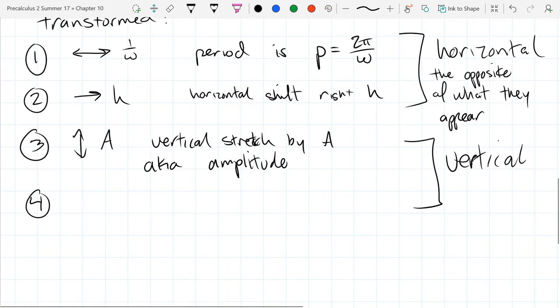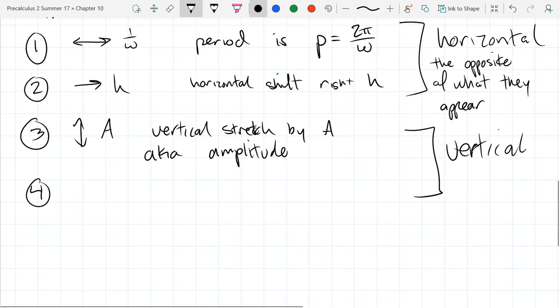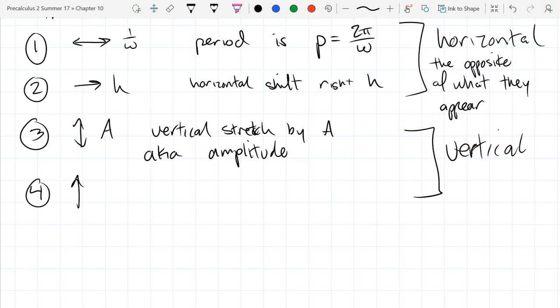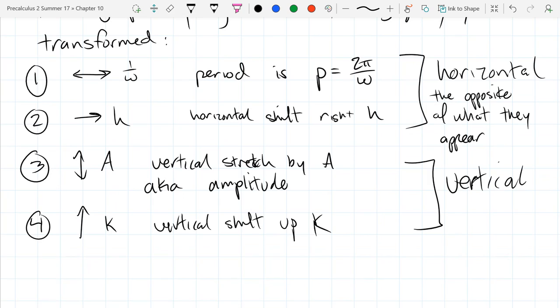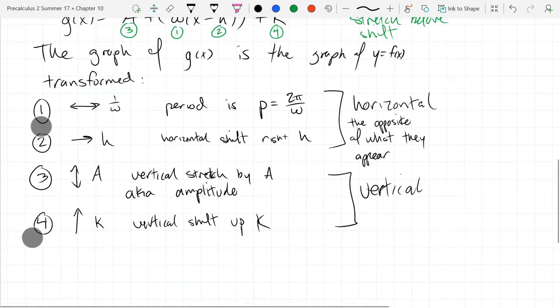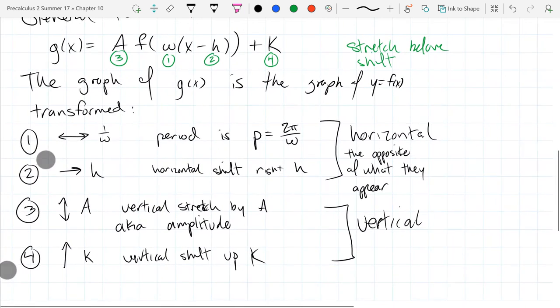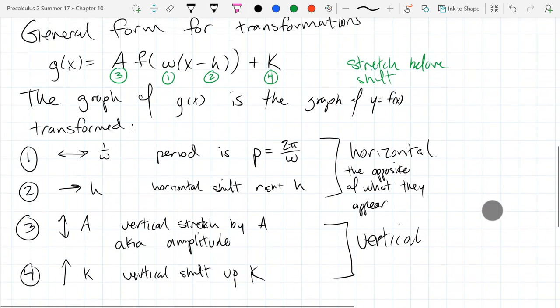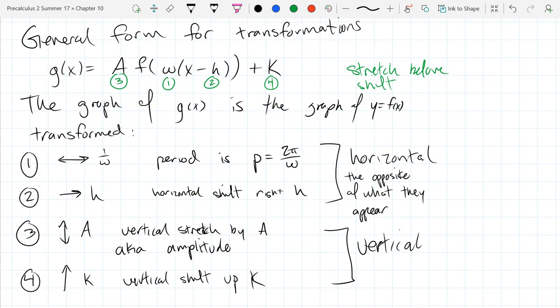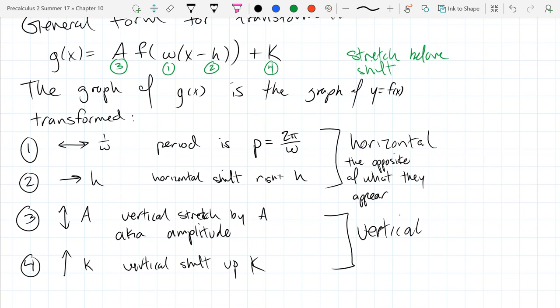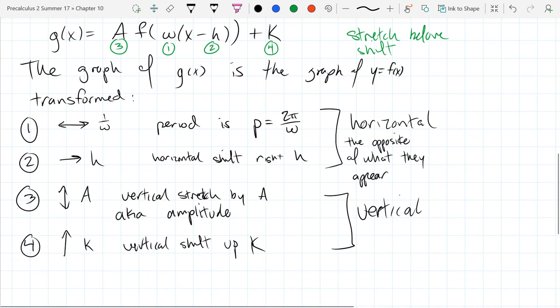And last up, we're going to shift vertically. Make sure it's a single arrow. So we're going to shift up k. All right, that's a really fast review of graphing from Precalculus 1 class. We're going to graph everything in this form so that you won't have to worry. The order will always go 1, 2, 3, 4. There's not going to be any ambiguity.